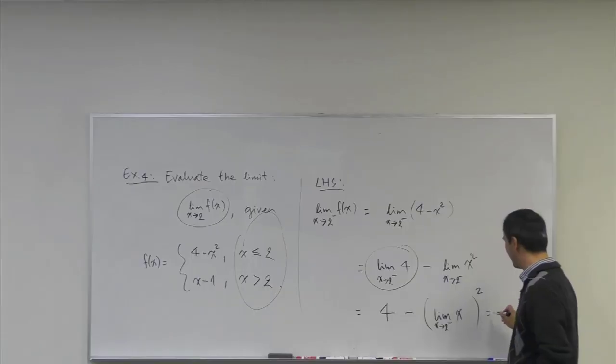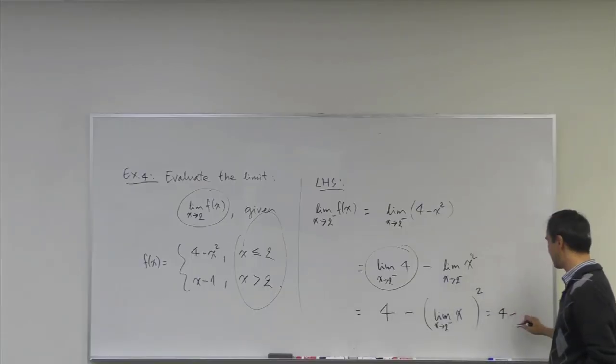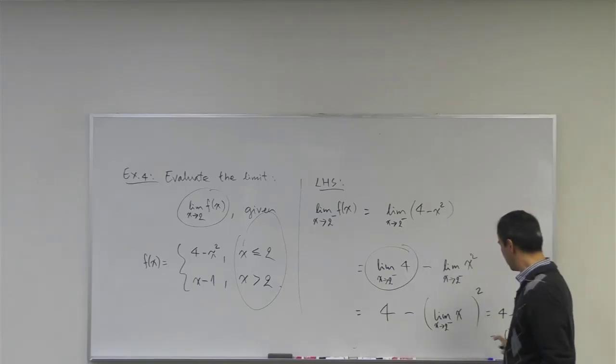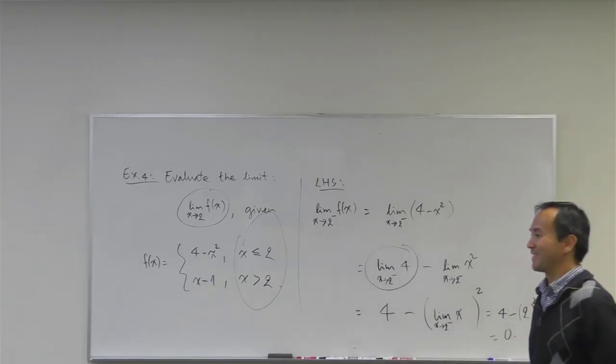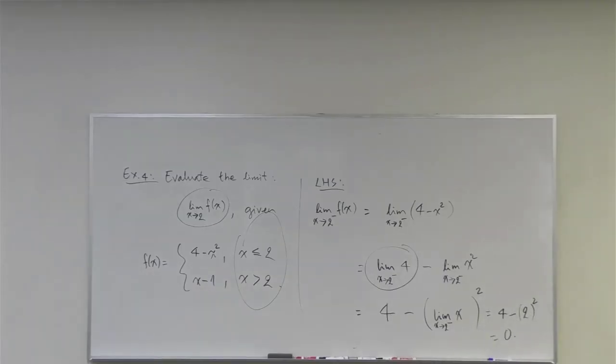So now I'm talking about 4 minus 2 all squared, right? So now it's going to be 0 for that piece. We good with that then? So on the left-hand side limit, we found 0. Going okay with that? But we still got the right-hand side.